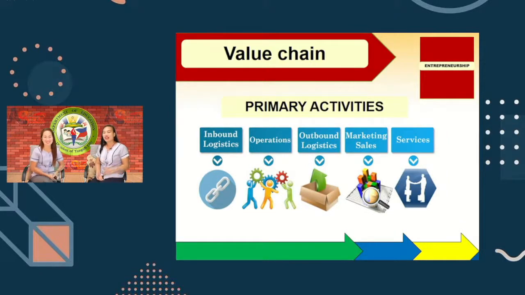Okay, another is outbound logistics. So what is this all about? It is concerned with the collection, storage and distribution of products or services to the customers. So what is the flow of distribution? It includes the activities to distribute the final product to the consumer, the ways and means of distributing the products to the consumer. So that is the outbound logistics.